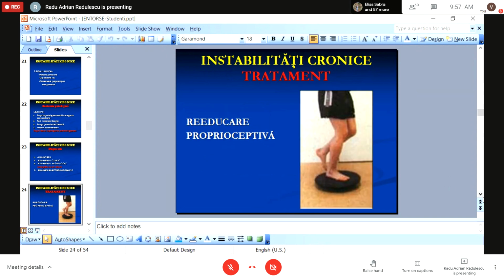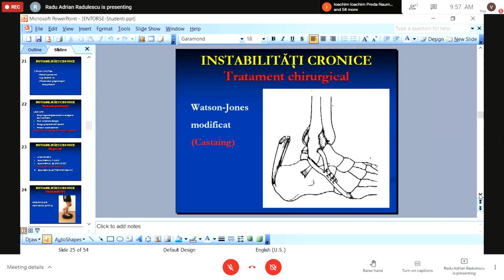Here is one of the methods which kinetotherapists must use in order to stabilize the ankle. It's a rotating plate, you know. Well, I don't go into details because we are surgeons, not kinetotherapists, but I've shown it to you only to have an idea about what can be done at this point.